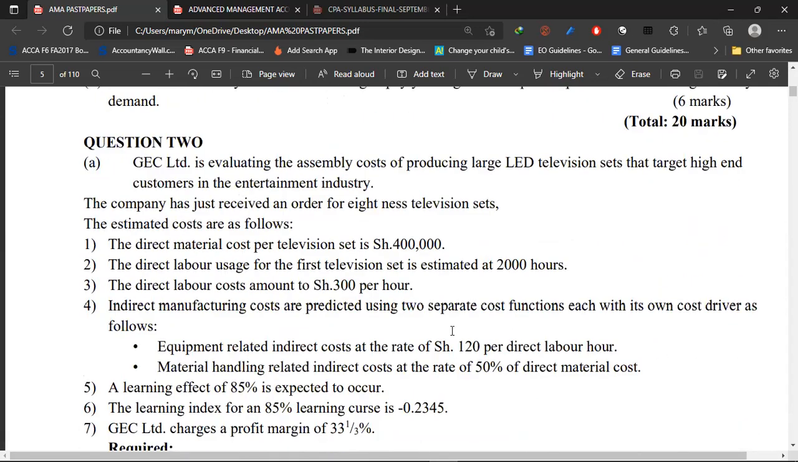So let us go here. Purity, we are waiting. Is it question 1B? Question 2A. Question 2A.